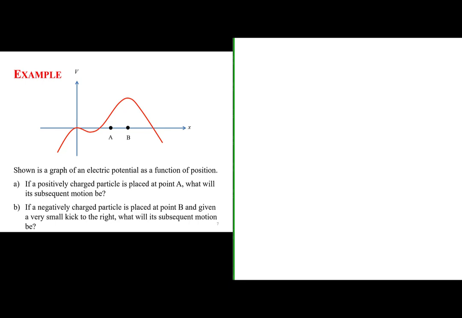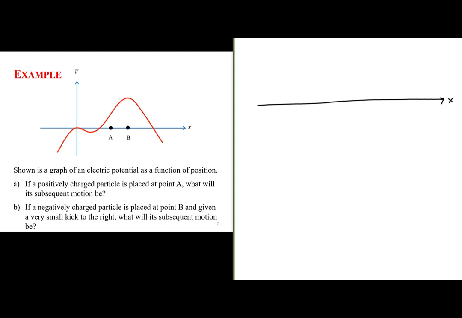Shown is a graph of an electric potential as a function of position. This is a one-dimensional coordinate system. Suppose we have a one-dimensional coordinate system in which charges are constrained to move along the x-axis only.